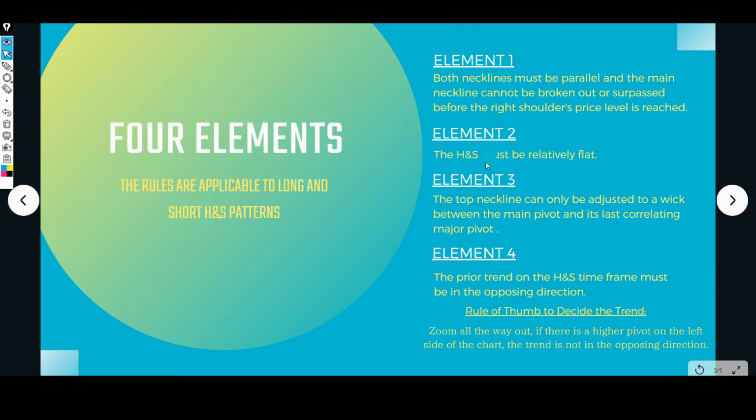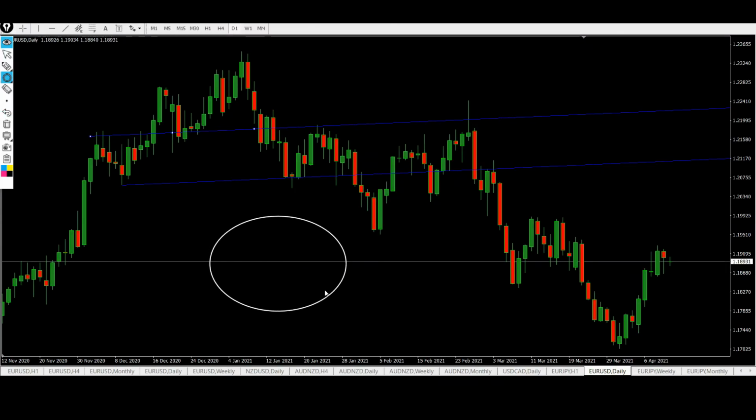Okay, element 2. The H&S must be relatively flat. Alright, so again, we'll draw that clock. So we have 12, 1, 2, and 3 o'clock. And we want the angle of this H&S to be between 2 and 3 o'clock, right? Now this H&S is very flat, say around 2:45. So we cleared number 2 also. Let's go on to number 3.